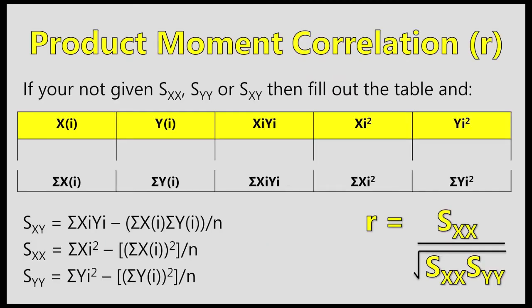Correlation and regression now, which is always fun. The product moment correlation coefficient. If I'm not given Sxx, Syy, or Sxy, then you'll have to fill out a table like that. It's quite unlikely, but you should at least practice once in your revision how to do it.